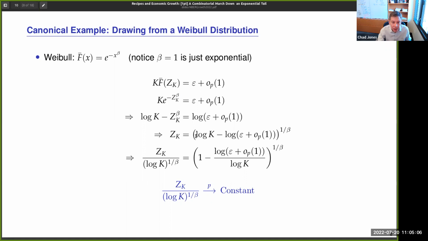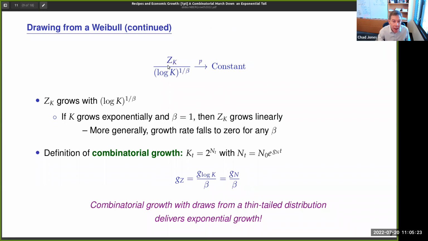zk, well, notice that zk rises with the log of k to the 1 over beta, and then you've got the noise. If you divide everything by the log of k to the 1 over beta, in fact, you divide the noise by the log of k here as well. And so the convergence now is convergence in probability, not convergence in distribution. All right. So this max zk, what do you have to divide it by to detrend it? The log of k to the 1 over beta power.